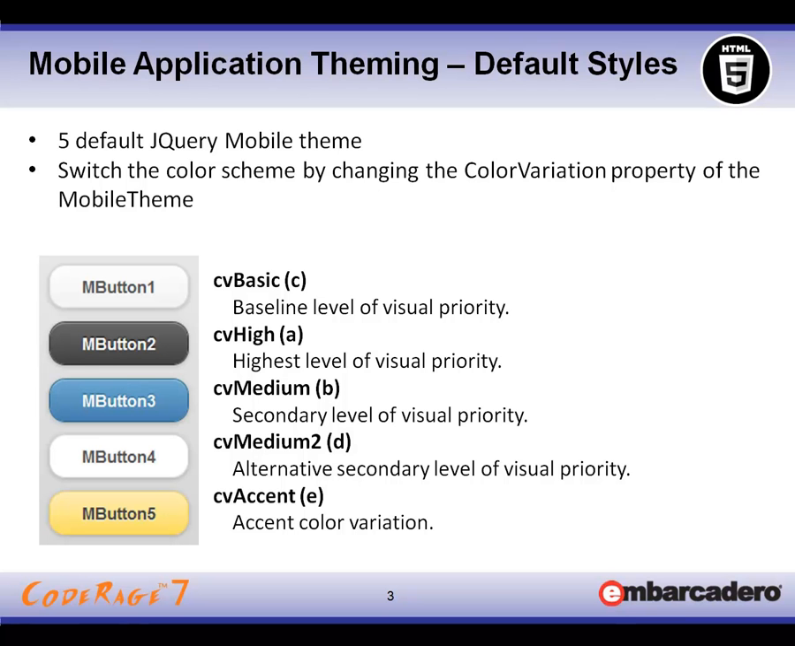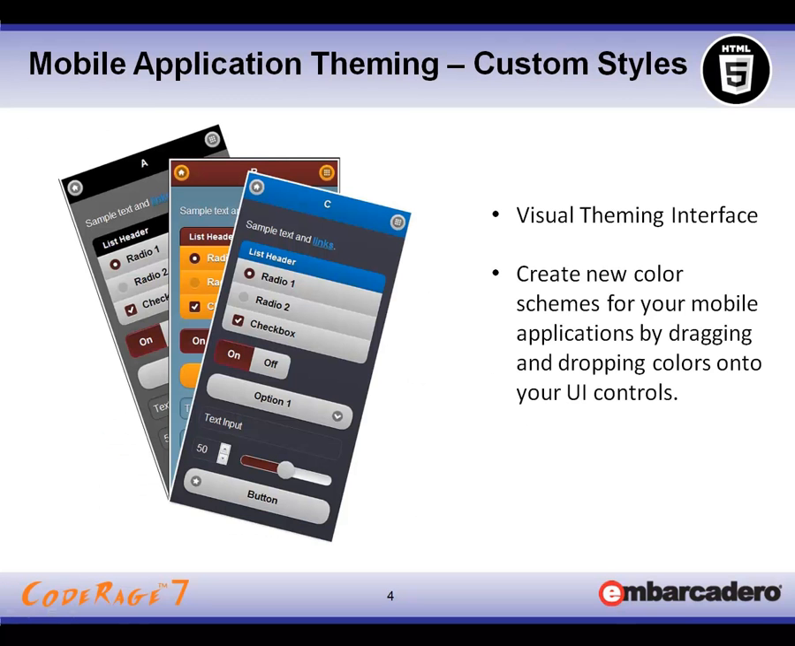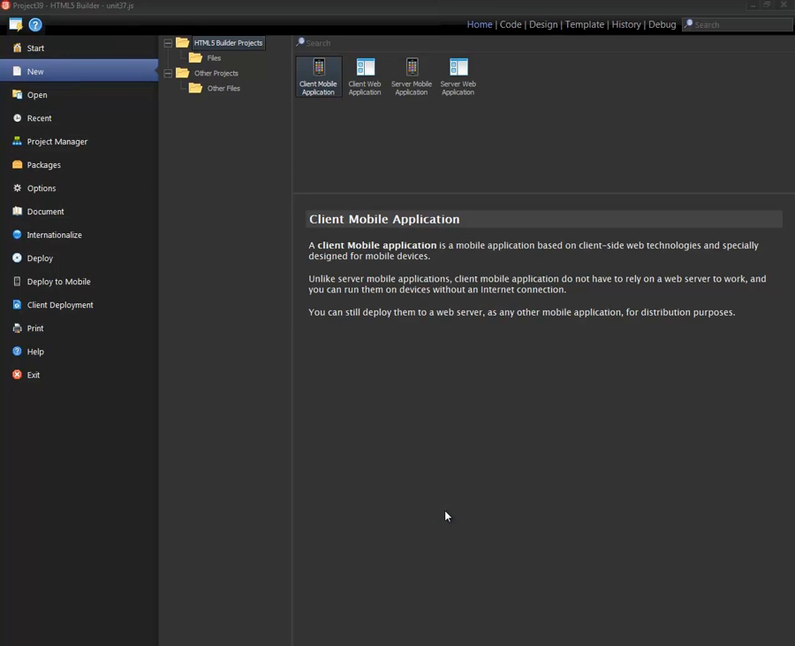And it's really easy to do. We provide you with a color palette. You can adjust the saturation, the lightness, etc. And then you drag and drop your colors onto your mobile theme. And it then generates a CSS file that you can associate with that mobile theme component and therefore apply to your mobile UI components that you have in your application. So let's have a look at creating some mobile applications with HTML5 Builder.